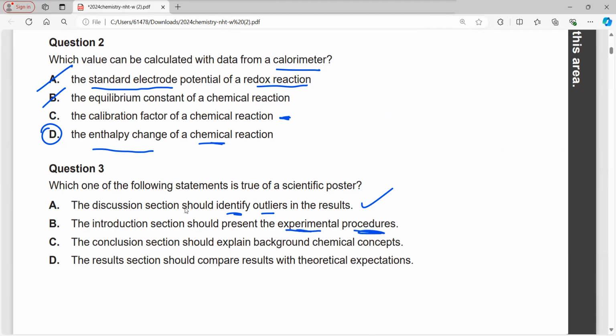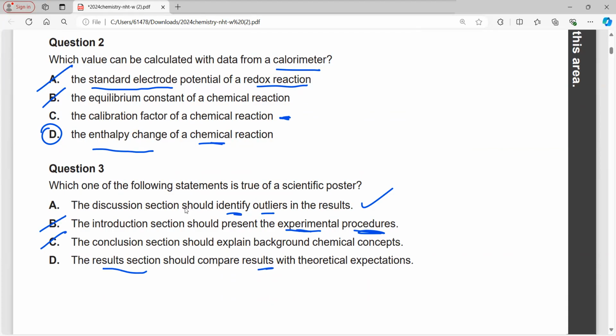Not really. I guess it can provide the introductory concepts, but should not be presenting the experimental procedures, right? That's more later down the road. The conclusion section should explain background chemical concepts. That's more the introduction, like I was talking about. And the results section should compare results with theoretical expectations.